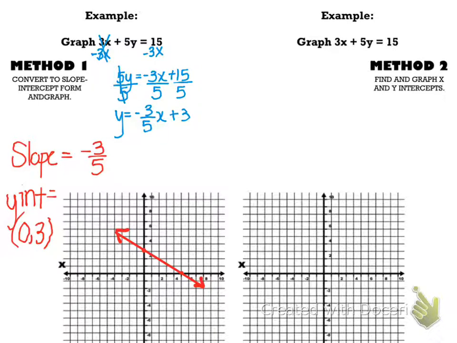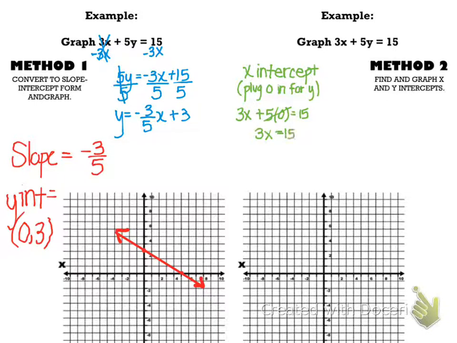Okay, now let's look at the same problem, but we're going to solve for the x and the y-intercepts. Okay, so we're going to start with the x. So remember, we're going to plug 0 in for y. So we're going to have 3x plus 5 times 0 equals 15. 5 times 0 gives you 0. So we're left with 3x equals 15. And to get x by itself, we're going to divide both sides by 3. And we're left with x equals 5.